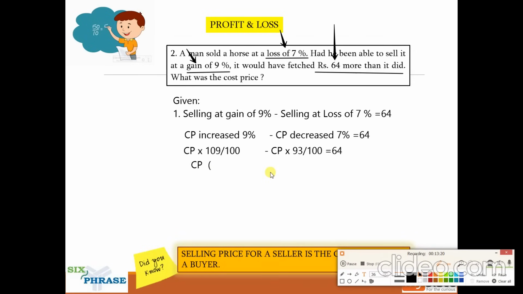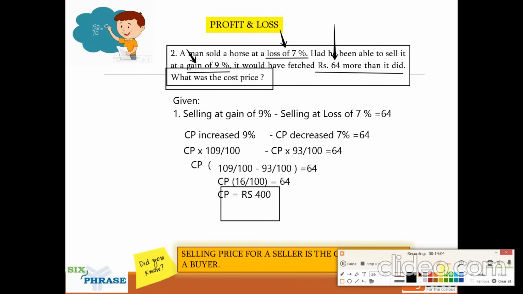And what will be left is 109 by 100 minus 93 by 100. This again will give you CP into 16 by 100 is equal to 64. So if you solve this, guys, you will get cost price to be 400. Yes, so you can say that the cost price was 400 and we completed what we set out to achieve. We wanted to find out the cost price and we did that.